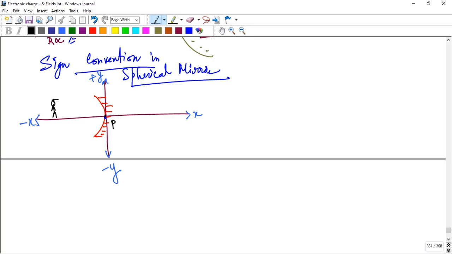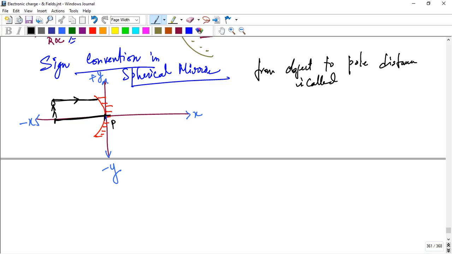From the object to the mirror, this is the incident ray. And from the object to the pole, this length is called the object distance, and that is represented by u. This is the object distance u.